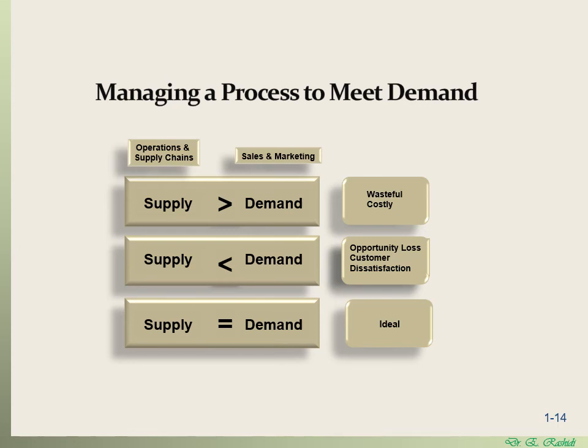The third scenario, which is the ideal scenario, is that the supply is equal to the demand. Whatever the organization produces or provides is equal to what the market demands. This ideal scenario is almost never going to happen and is hard to achieve. But what an organization should do is minimize the disparity between supply and demand.